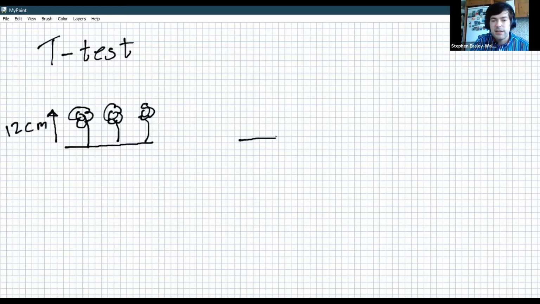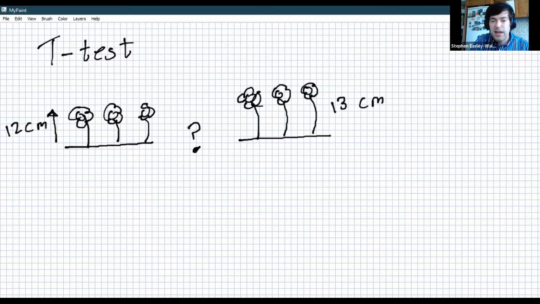And then you're growing another plant, but the difference this time, maybe you give the plant some type of new fertilizer, and maybe the plant grows 13 centimeters. So we would like to know, is there a significant difference between the two? Or is this only a little bit extra and it's kind of due to chance and not really a genuine increase?